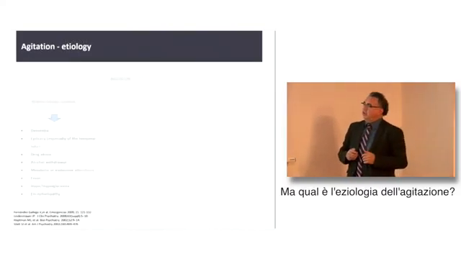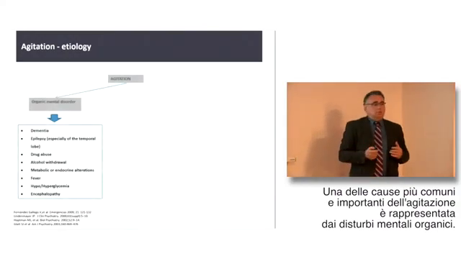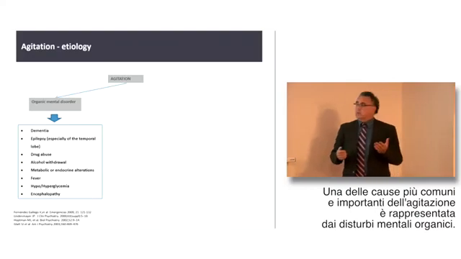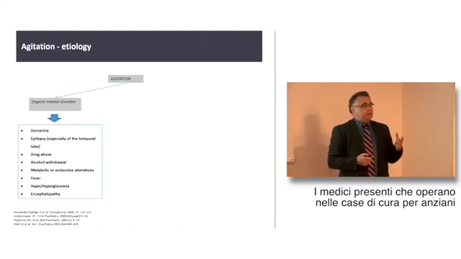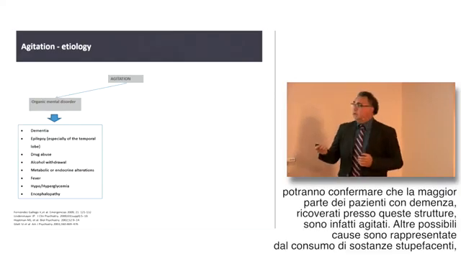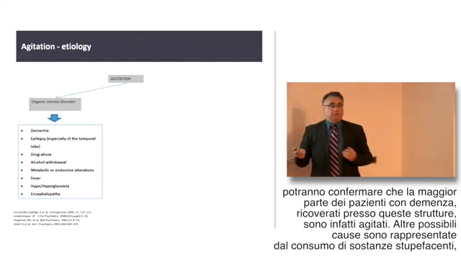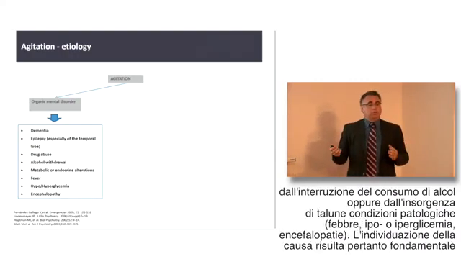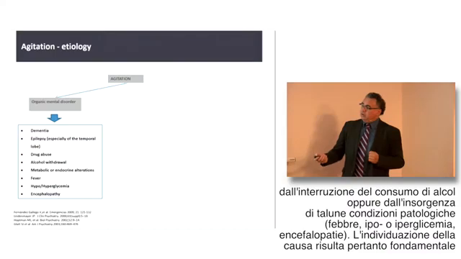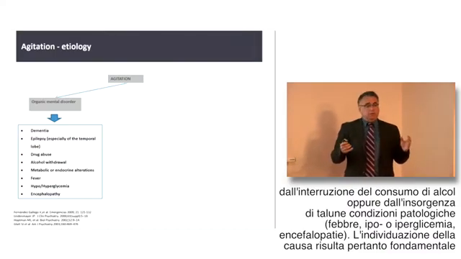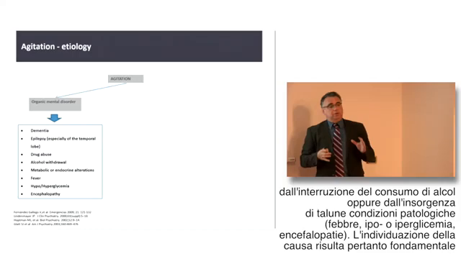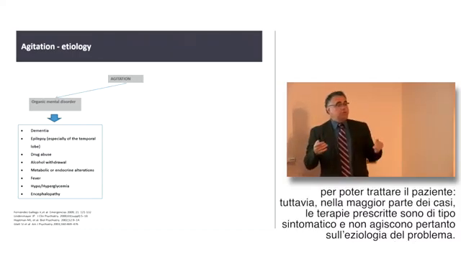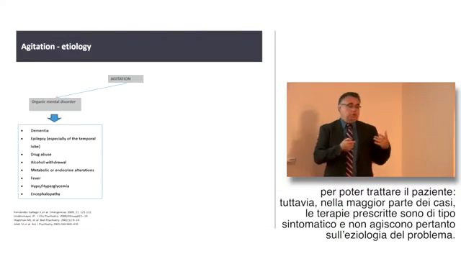What is the etiology of agitation? One of the most common and important causes of agitation are organic mental disorders. For those who work in nursing homes for the elderly, they know that many patients with dementia get agitated. Another cause is alcohol withdrawal, and then we can also solve this with some medication. So clearly, there are situations, fever, etc., where identifying the etiology is critical to treat the situation. But in most cases, we are going to give symptomatic treatment on top of the etiological treatment.